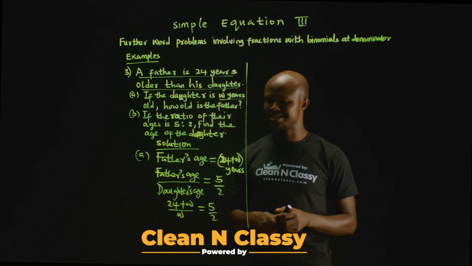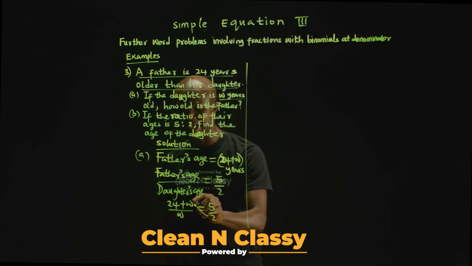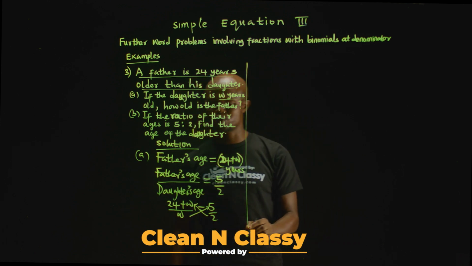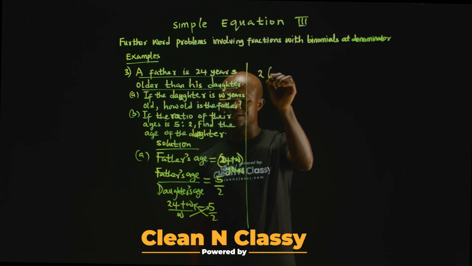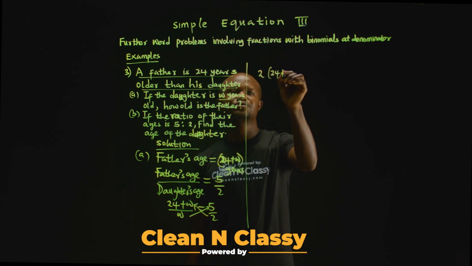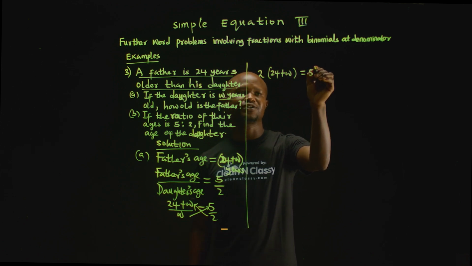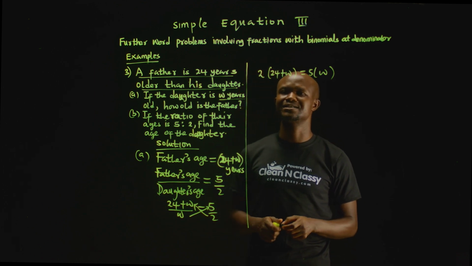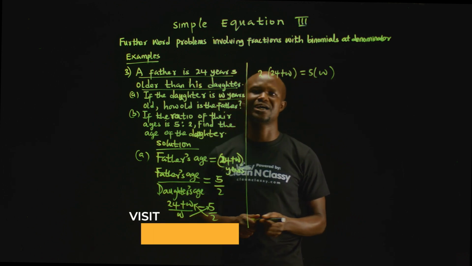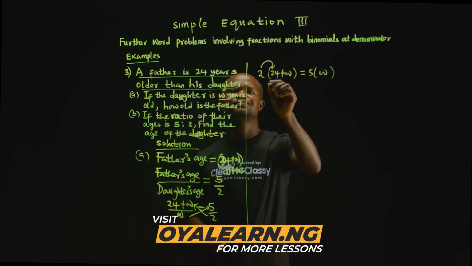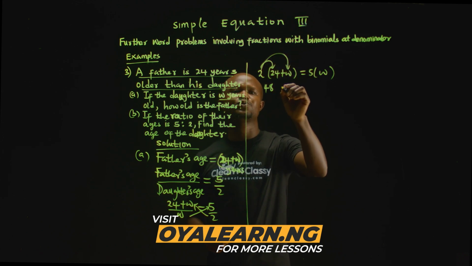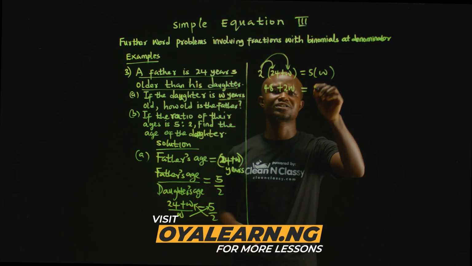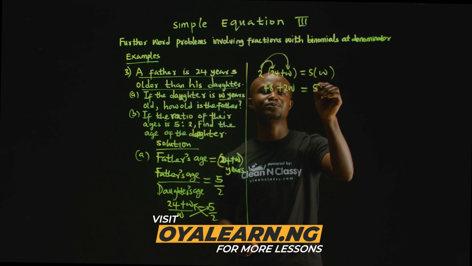Now from here we have a simple equation. What do we need to do at this stage? We can cross multiply. Cross multiplying, what do we have? 2 into bracket 24 plus W equals 5 into W. The next thing for us to do is to expand the bracket. Expanding the bracket, 2 times 24 is 48. 2 times W is 2W. Equals 5 times W, that is 5W.